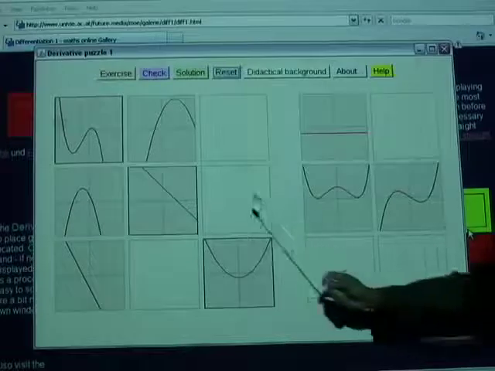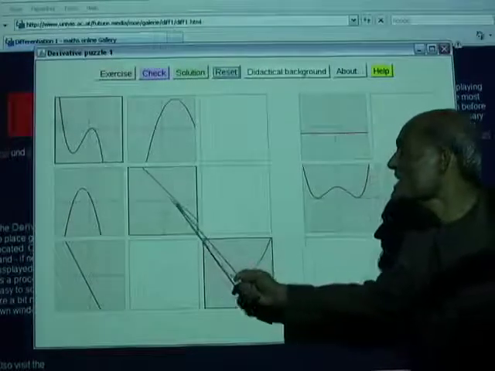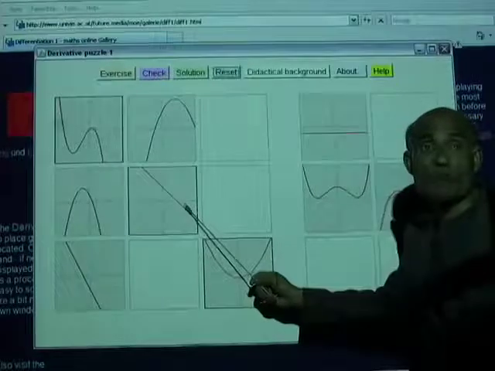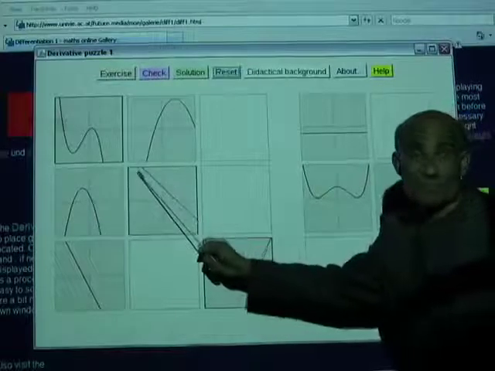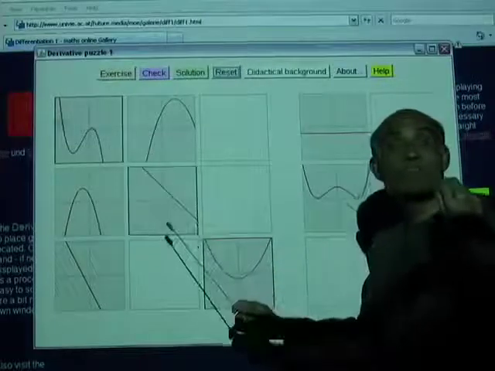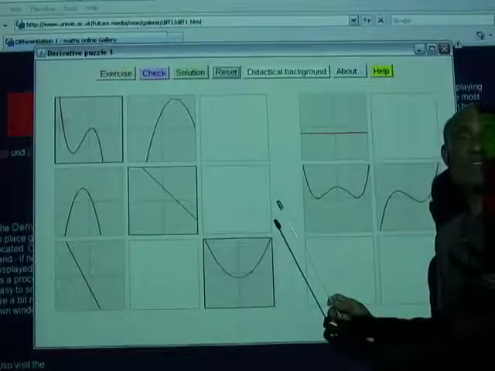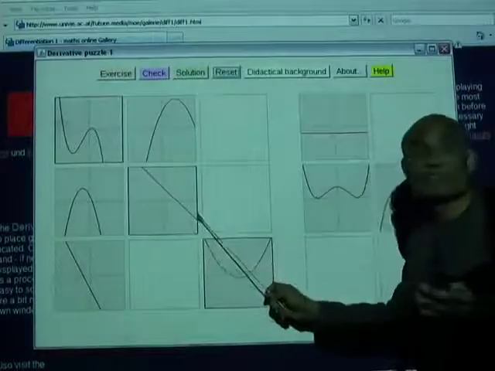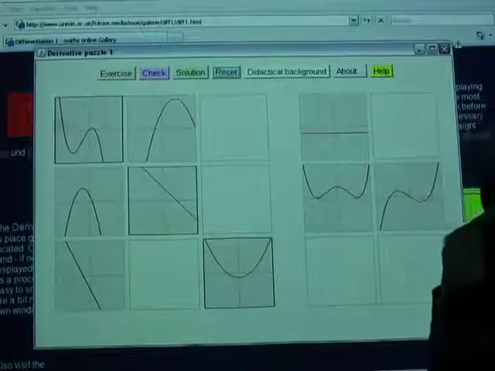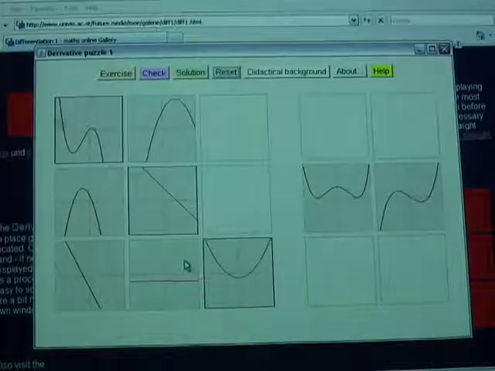What is the derivative of this? This is a negative slope. That means, well, this is a straight line, which means the derivative will be a constant. Which of the functions here represents a negative constant function? There you got it. So place that over there.